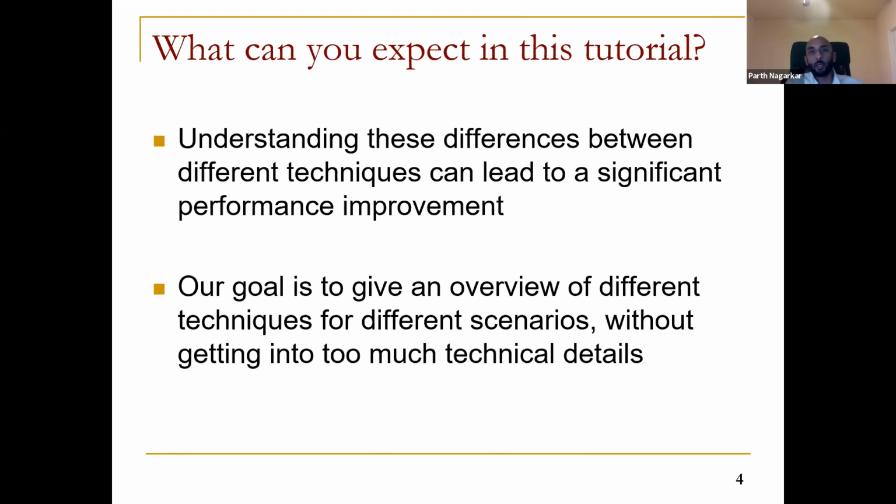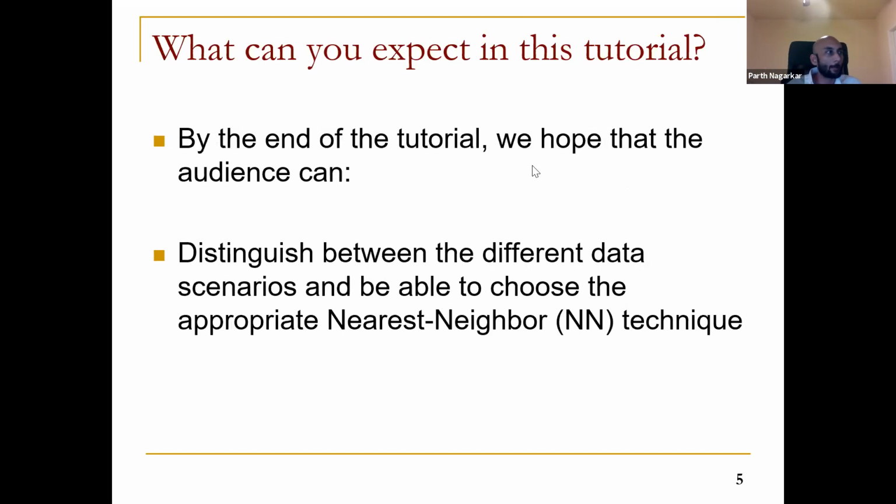Another thing Arnab and I have tried is to keep the explanation at an overview level, so that we do not spend too much time explaining the technical details of these techniques. We hope that by the end of the tutorial, the audience can distinguish between the different data scenarios that they might have, and be able to choose the appropriate nearest neighbor technique.